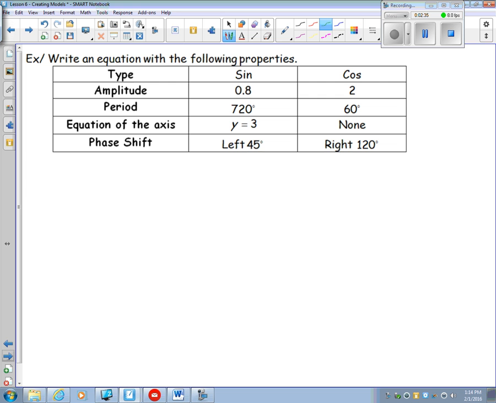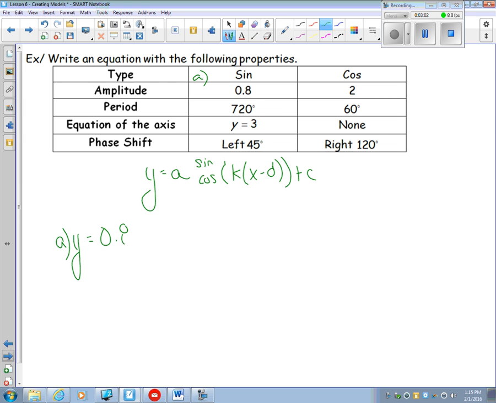Okay, I want to make an equation that has these properties. If we call the first one here letter A, I'm going to start filling in the parts and pieces that I need. Remember our objective, y equals a sine or cos k times x minus d plus c. You might not have all the parts and pieces, but you've got to take a look at which ones you do have. So our first one, y equals the amplitude, a. I've been told it's 0.8, so I can fill it in. I've also been told it's a sine curve.